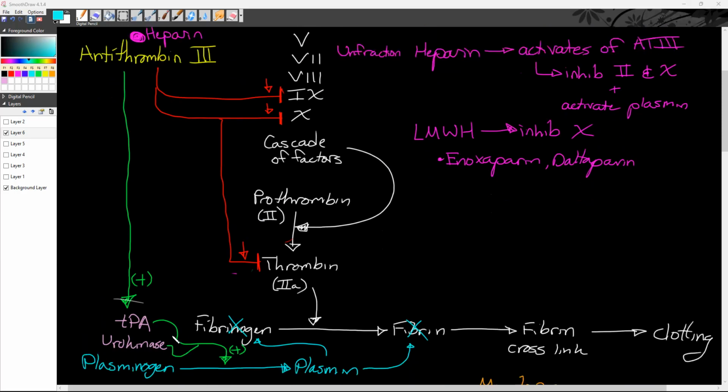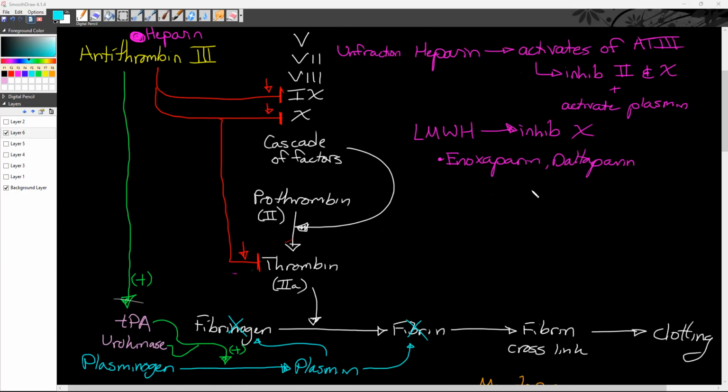activating TPA, tissue plasminogen activator. And that helps break down the fibrin that is present in the clot. So heparin has two different functions.